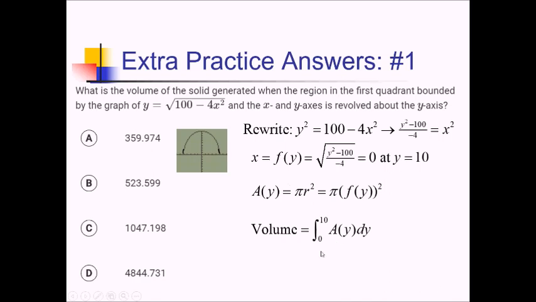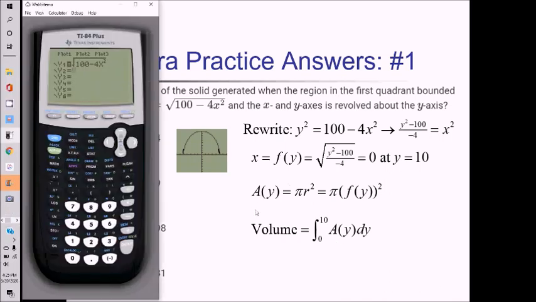So let me try that out. To make things a little bit easier for myself, I'm actually going to do some work in the y equals. So I'm going to enter this function in terms of x in my y equals. So I have a square root. Let me do fancy fraction here. And I'm going to do x squared minus 100 all over negative 4, inside a square root. And then for y3, I'm just going to do my A of y function. So that's going to be pi times alpha trace y2. That's the f of y function right there, and I'm going to square that.